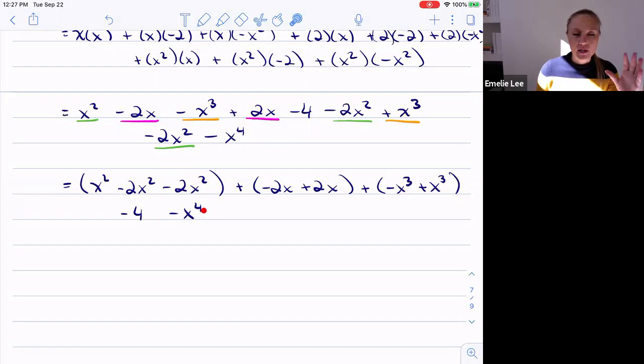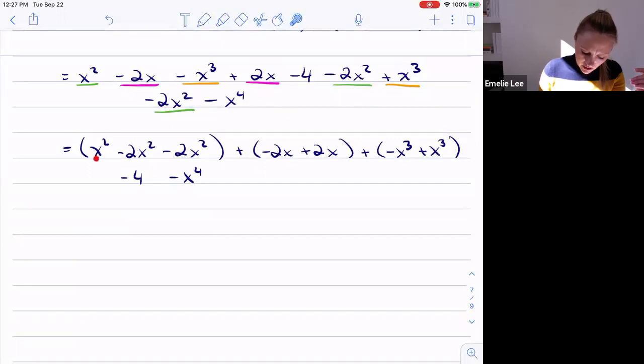Okay. X squared, x squared, x squared. I can pull out that common x squared in theory is what I'm doing. But all you do is just deal with the coefficients. So 1 minus 2 minus 2. So 1 minus 2 is negative 1, minus 2 again is negative 3. So we get negative 3x squared.